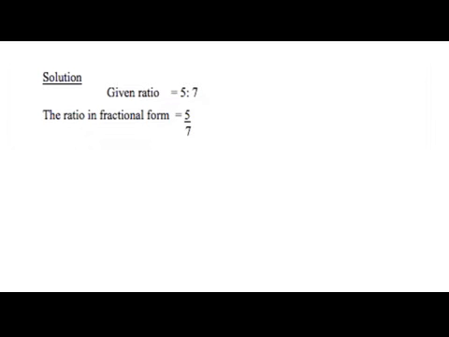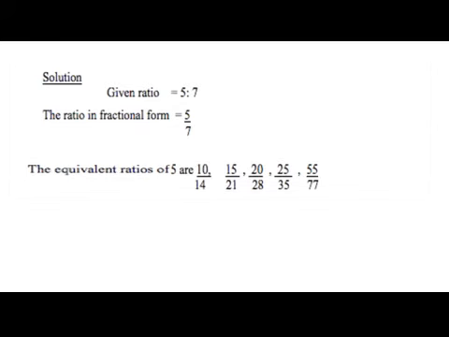Write any equivalent ratios for 5 is to 7. The solution is, the given ratio is equal to 5 is to 7, that can be written in the fractional form 5 divided by 7.